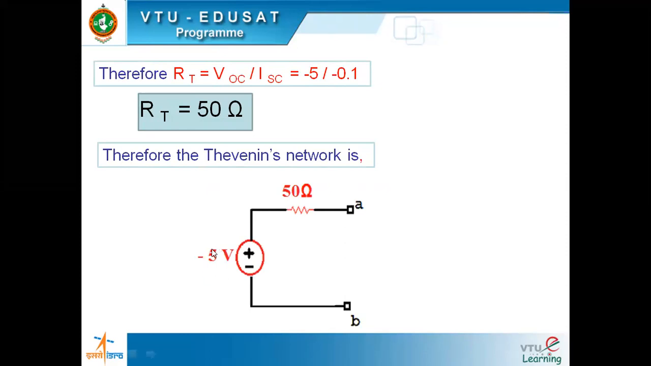Understand that? Write this as minus 5 volts only. Some people interchange these polarities and write that as 5. No, let's not do that. Let's keep the polarities as they are and write this as minus 5. Get that point? This is how we find the Thevenin's equivalent network across terminals AB for the given problem. Is that understood? Let's take another problem.